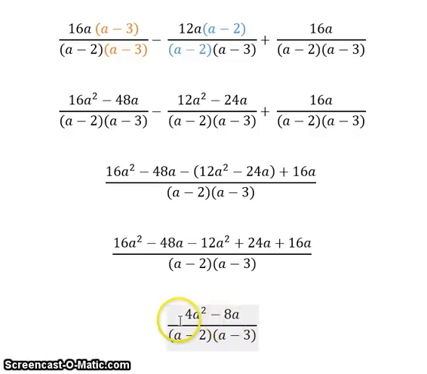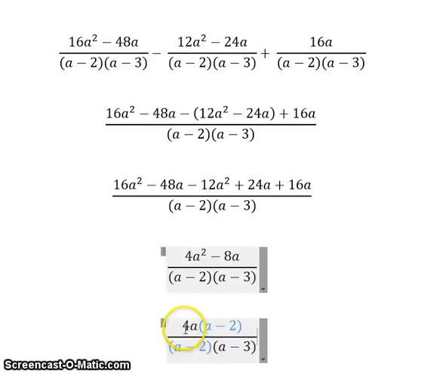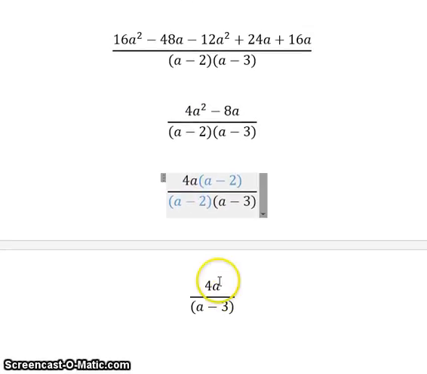And we're almost done. You can factor out a 4a from both terms on top. It leaves you with an a minus 2, which will cancel out with the a minus 2 on bottom, giving you a final answer of 4a over a minus 3.